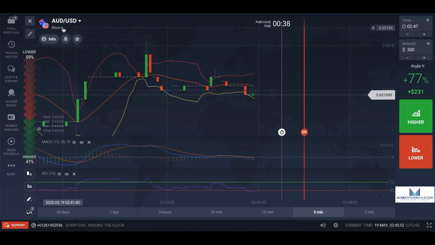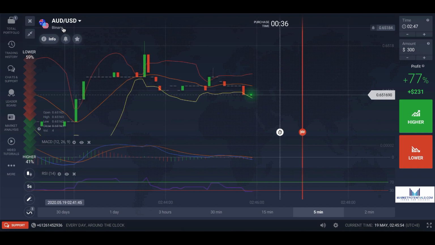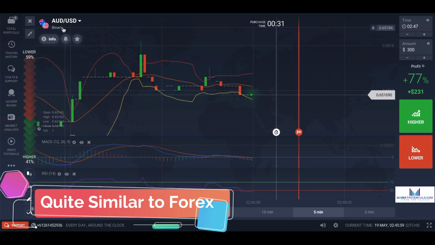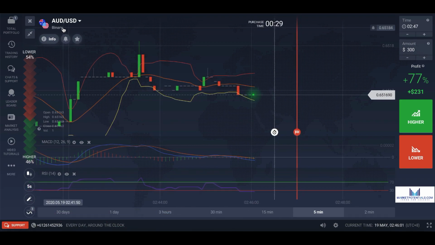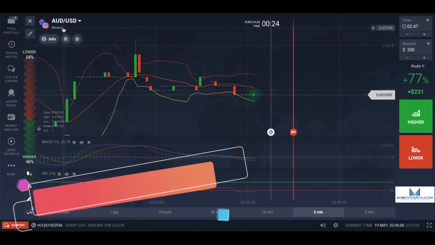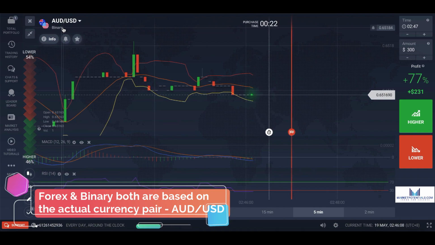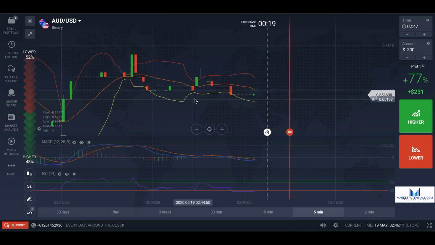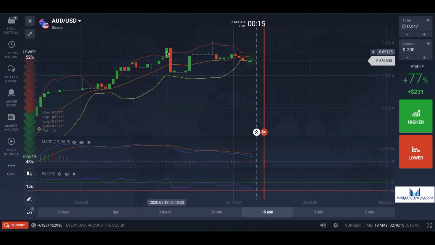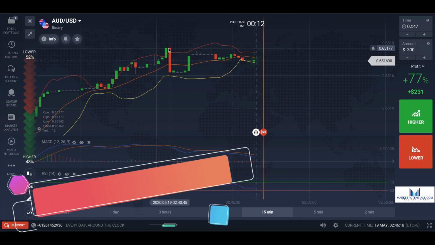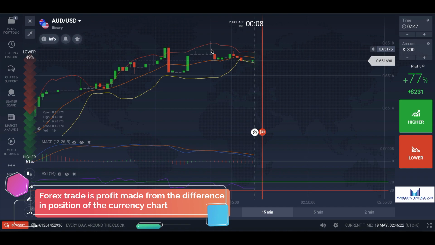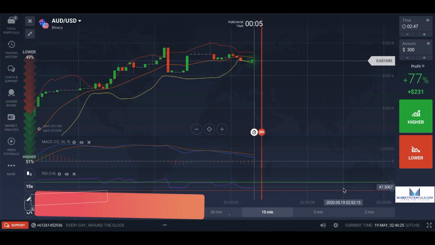Now, in binary options, it's a little bit different from forex, but they're also very closely related. The commonality is that the chart you see is the Australian dollar and US dollar forex chart. The difference is, in a forex trade, you typically are looking to buy higher and sell at a lower point to make a difference, or you buy low and try to sell high, making a profit in the difference.